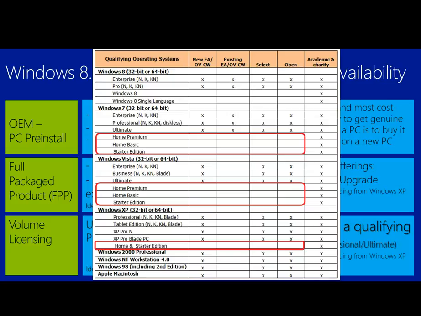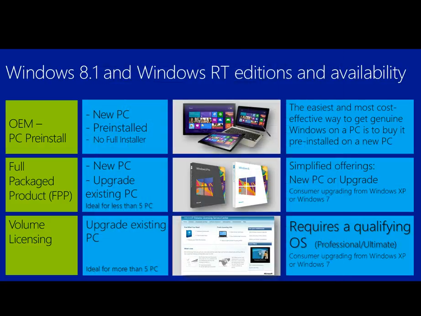So the only time I can upgrade from, let's say, Windows 7 Home Premium to Windows 8.1 is if I buy FPP, because Home Premium we cannot upgrade using volume. Same thing with Windows Vista. If I have a Home Premium and I want to upgrade to 8.1 volume, you cannot. The only way is to buy FPP. So you need to have a Professional Edition or an Ultimate Edition before you can upgrade using volume. So that's the qualifying operating systems.